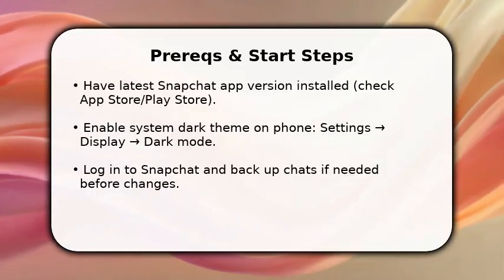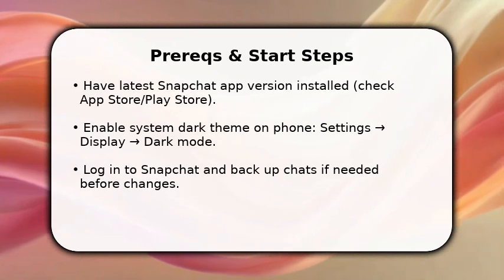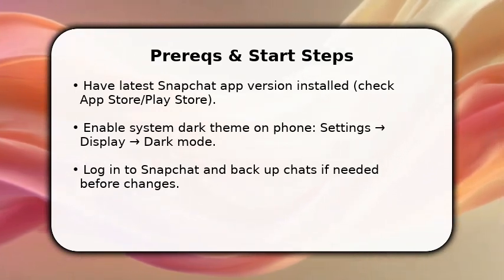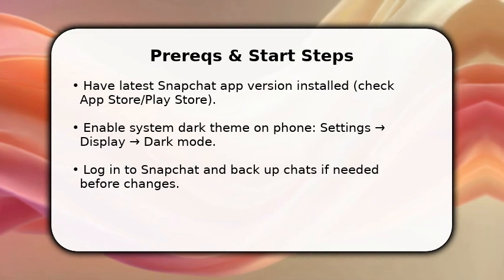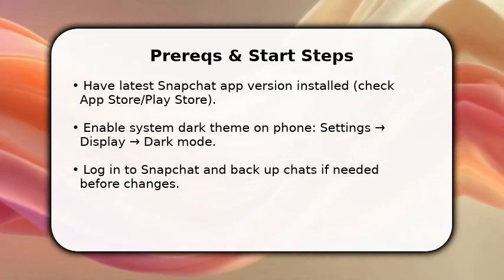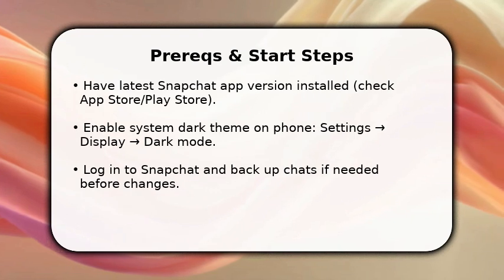You begin by confirming the essentials: latest Snapchat and your device's system dark theme enabled. Once done, open Snapchat and go to your profile. Tap Settings. You do not need developer tricks yet.